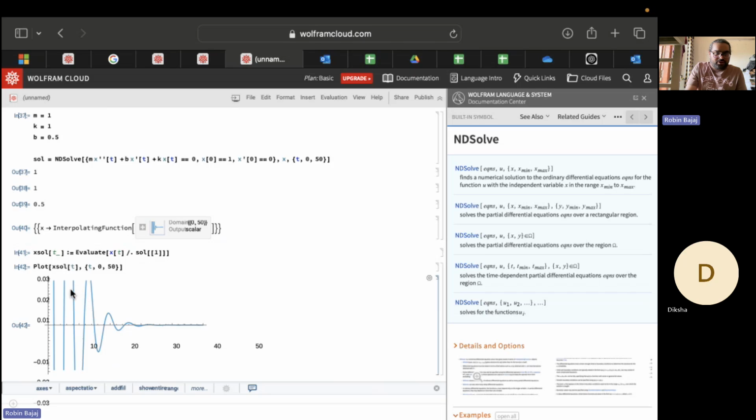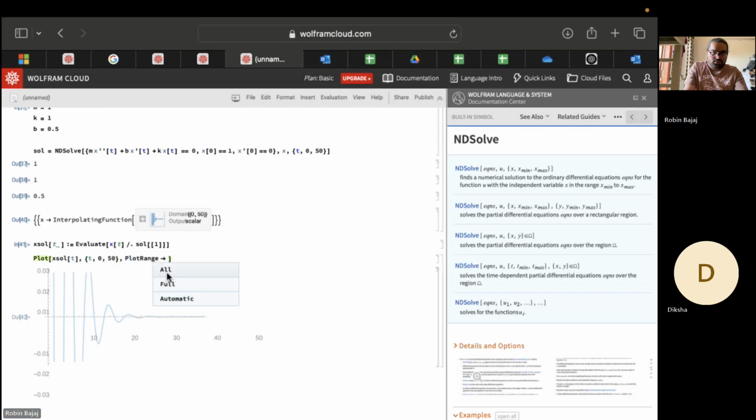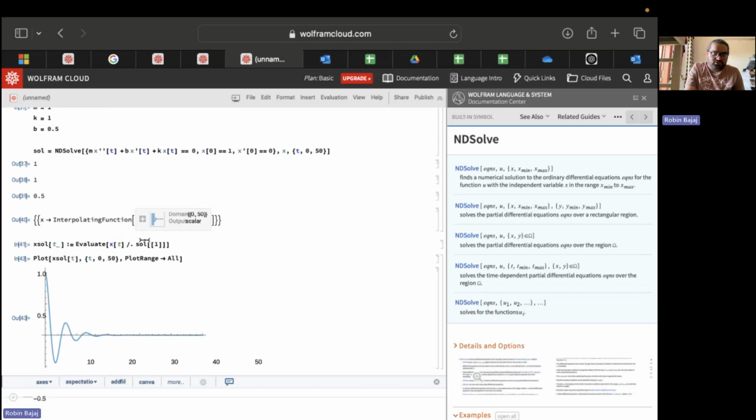I would have to set the plot range. Plot range, all, let's say. So if you see, I did the plot range all. You see, it's not linear. It's like this, and then it's a little curvy. It's not going linear. So, right. I hope this is clear.